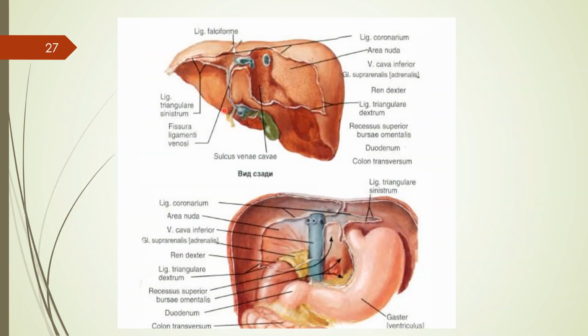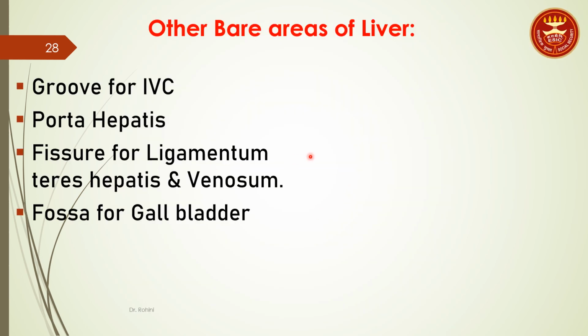In this diagram, you can see clearly this is the bare area. The bare area is rough, a non-peritoneal area. This is all glistening, this is all visceral, or you can say having visceral peritoneum. This is the bare area. Groove for inferior vena cava. This is the triangular ligaments, coronary ligament, right triangular ligament. The bare area, and below this is your right suprarenal gland. So if you take out the liver, what is the image here? If you take out the liver, you will find the right suprarenal gland and part of the right kidney in relation with the bare area.